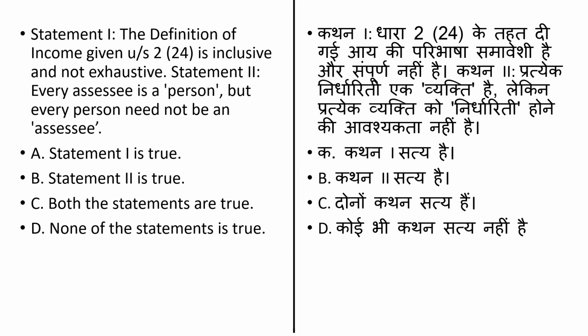If you look at the definition of income under section 2 clause 24, it includes any sum received by the assessee from his employee as a contribution to any provident fund or any fund set up under the provisions of the Employees' State Insurance Act 1948 and any other fund for the welfare of such employees. So here both the statements are true. That means the correct answer will be option number C.